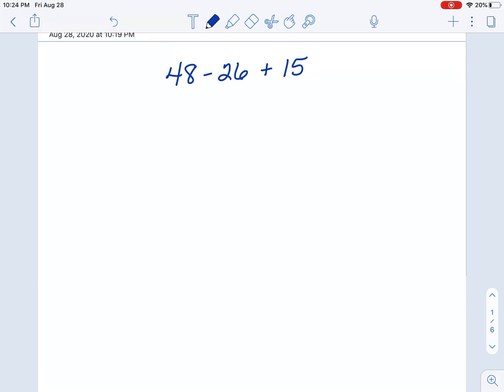Okay, guys, we're going to start our order of operations. And what that is, when you have several things to do in a problem and you have to do it in just an exact order. That's why it's called order of operations. It's the order you do it in.